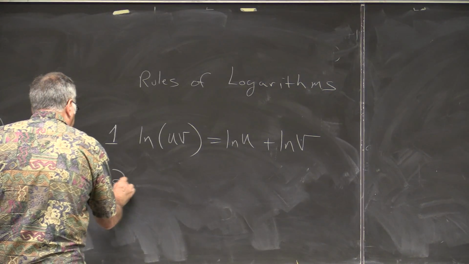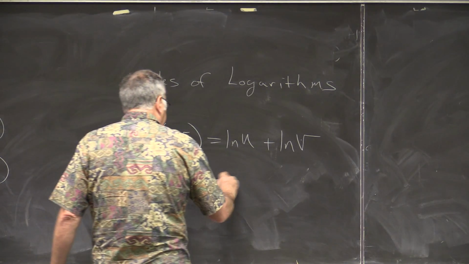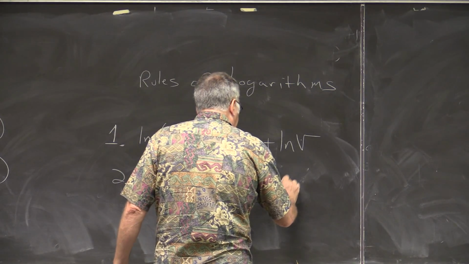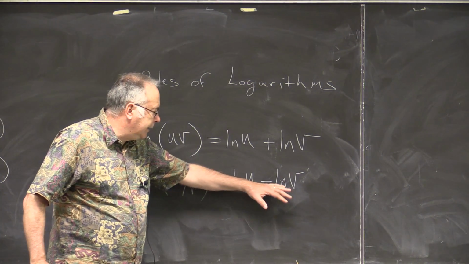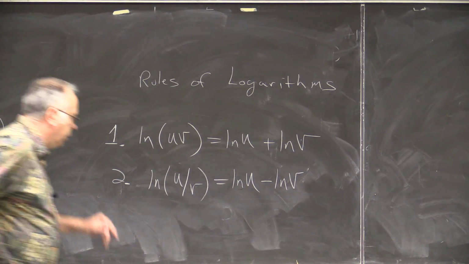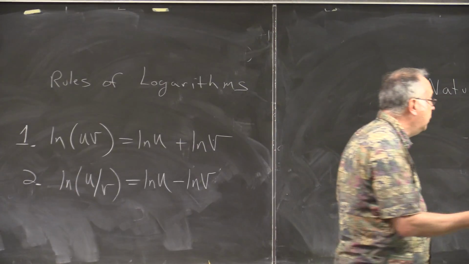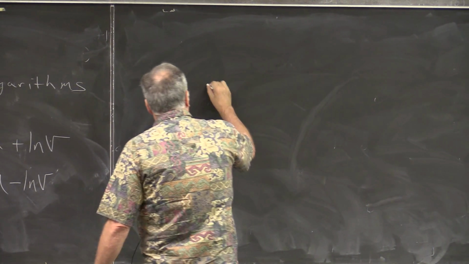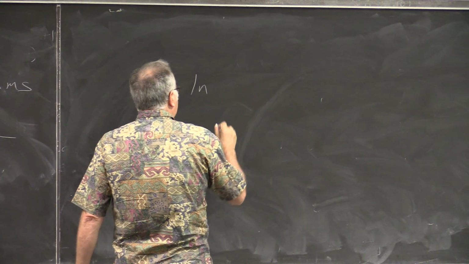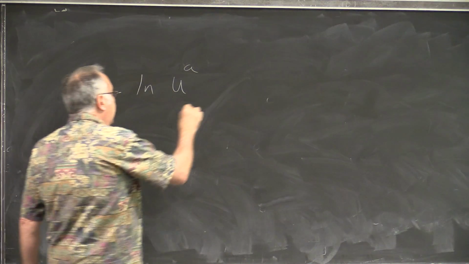That's where it comes from. Rule number 2. The natural log of u divided by v is equal to the natural log of u minus the natural log of v. So the natural log of a ratio is the logarithm of the numerator minus the logarithm of the denominator. And finally, rule number 3. Chiang has about six or seven of these rules, but I'm going to be kind to you. These are the 3 most important ones. The natural log of u raised to the a power is just equal to a times the natural log of u.